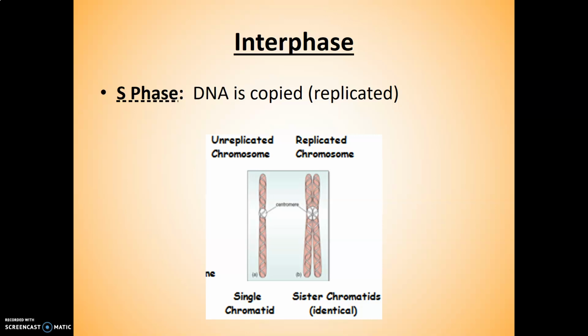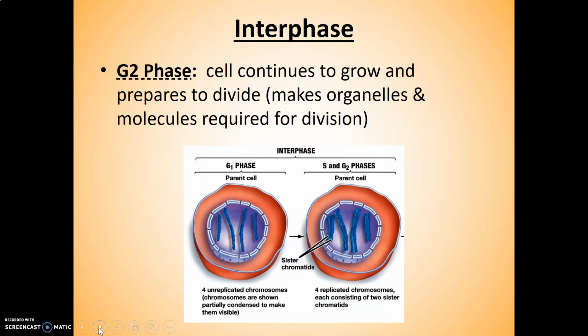They move into the S phase of interphase, where the DNA is copied, meaning it's replicated. So it goes from an unreplicated chromosome, where you have a single chromatid, to a replicated chromosome, where you have sister chromatids. These sister chromatids are identical. After S phase, you go to the second G phase, G2 phase. And the cell is going to continue to grow in size and prepare to divide. It's going to make all those organelles that help the cell function and the molecules required for division.